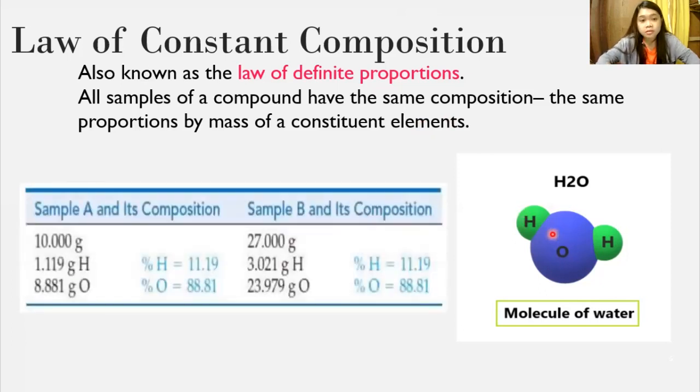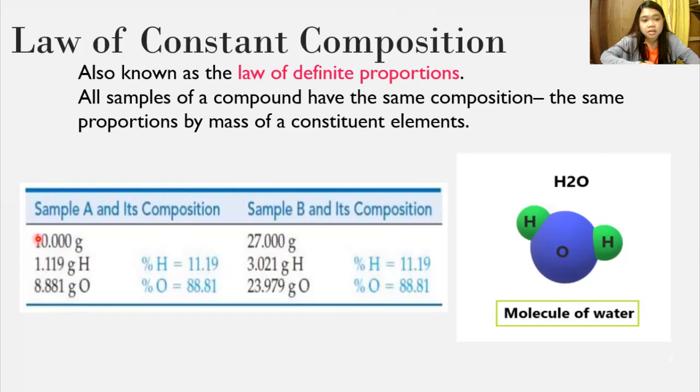So for example, we have 2 samples of this compound, water. First, in sample A, we have 10 grams of water. And in the 10 grams of water, it is composed of 1.119 grams of hydrogen. And then the remaining is the mass of the oxygen. It's not percent, but the mass of the oxygen.